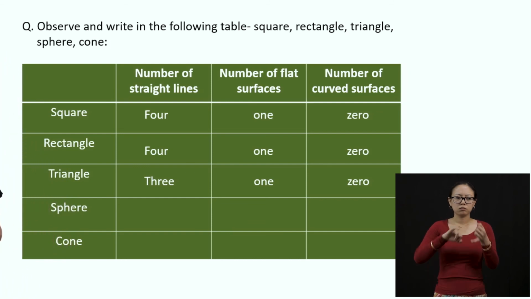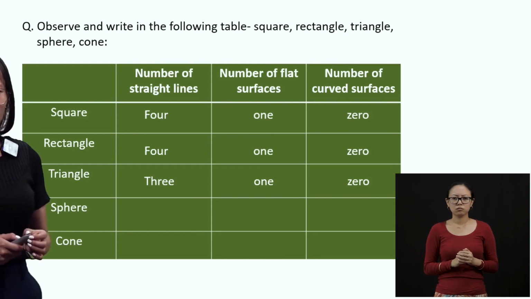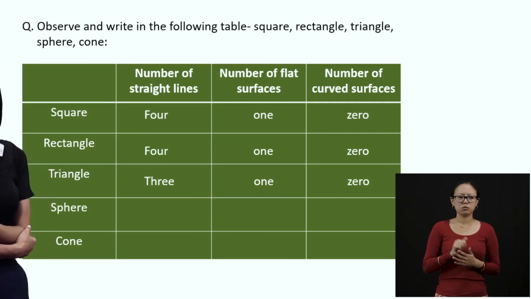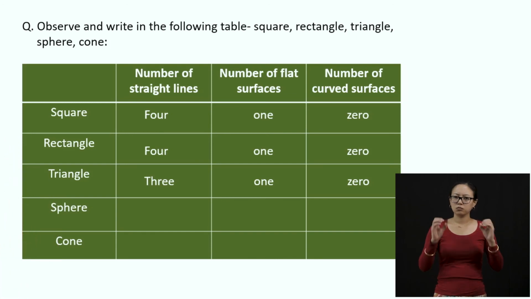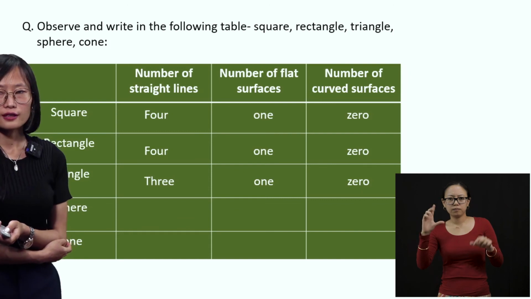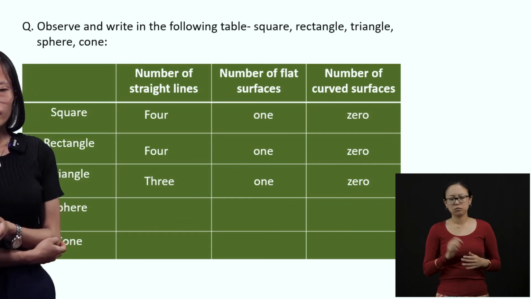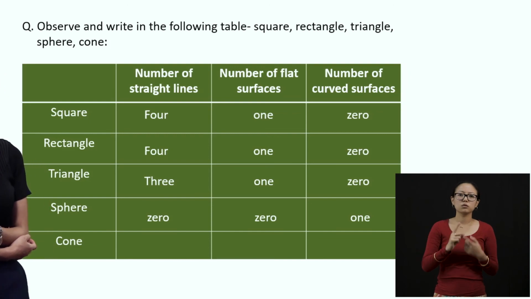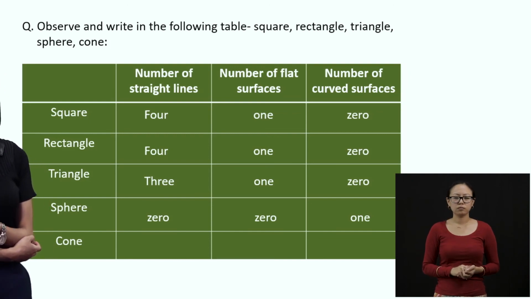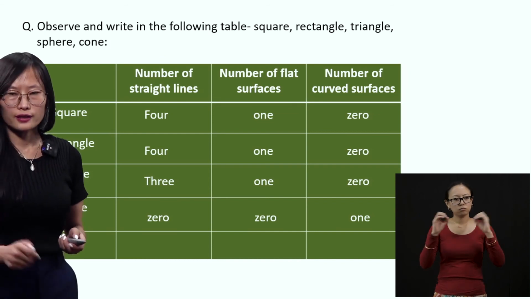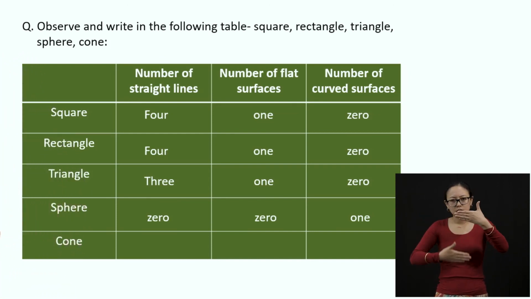Now we have sphere. In a sphere, do you think you have a straight line? No, it is just a curve, so you don't have any straight lines. It doesn't have any flat surface. And number of curved surfaces will be 1. So straight lines 0, flat surface 0. It has only a curved surface, right? So number of curved surfaces is 1.